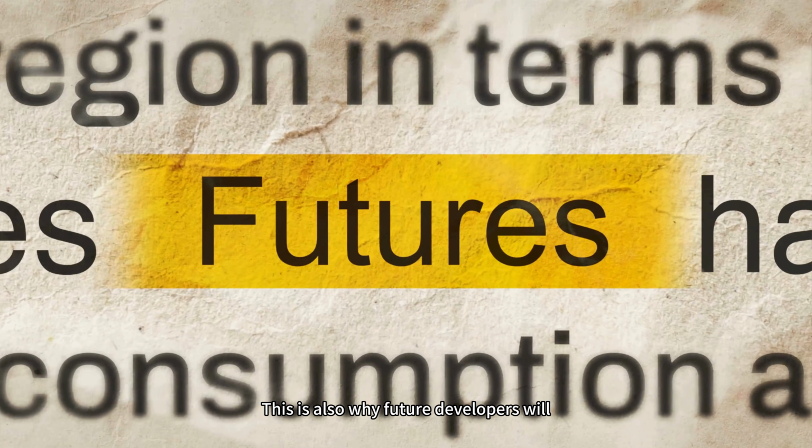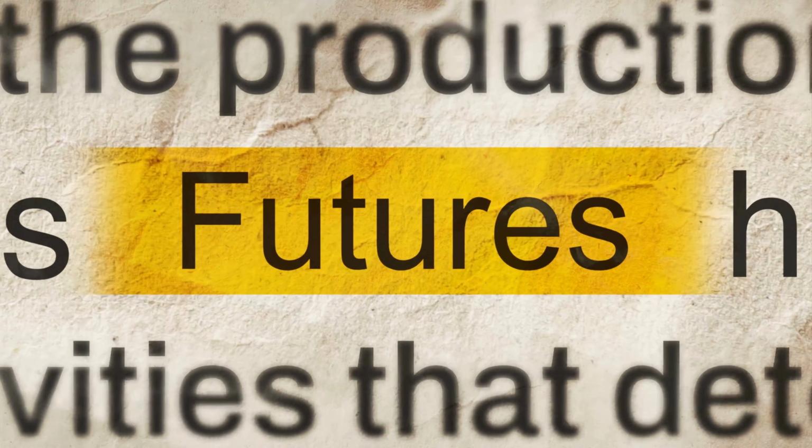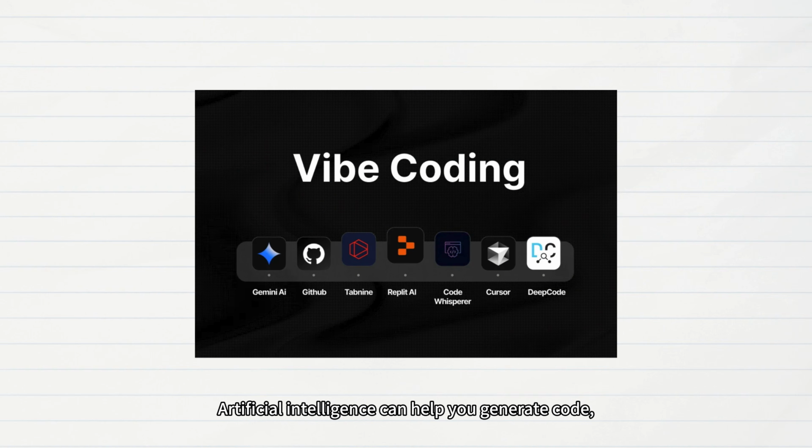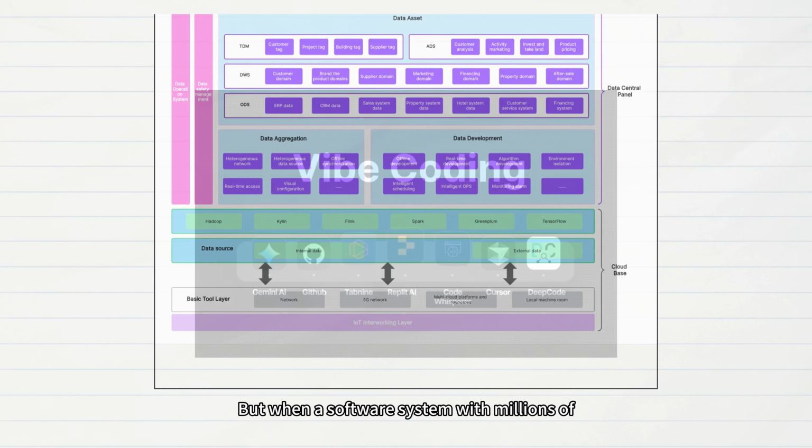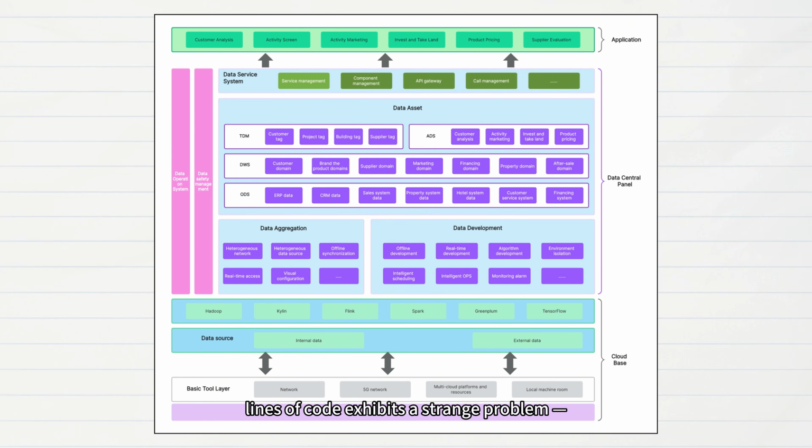This is also why future developers will need more than just coding ability. Artificial intelligence can help you generate code. It can help you complete functions. It can help you implement a feature. But when a software system with millions of lines of code exhibits a strange problem, why does a small change cause the entire system to behave abnormally? These are issues that generating more code cannot solve.